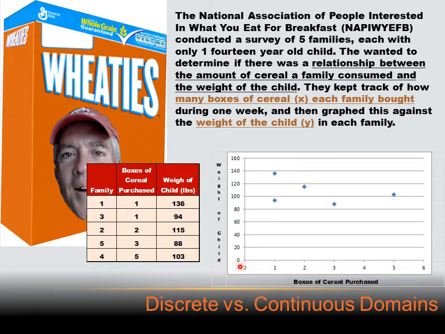I can only buy 0 boxes or 1 box or 2 boxes or 3 boxes or 4 boxes and so forth. So I'm only going to have points at 1 and at 2 and at 3 and potentially at 4 and at 5. I'm not going to have any points at 1.5 because I can't buy 1.5 boxes. So if you're graphing a discrete domain, it's not going to be a line, it's going to be a scatter graph with a series of points on it.